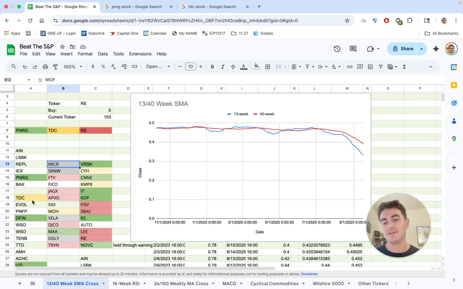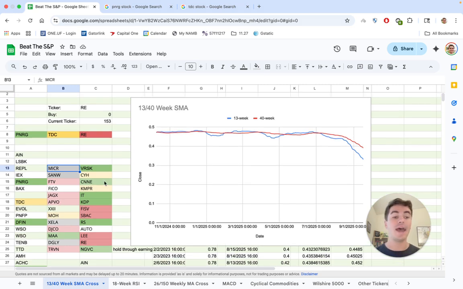But I went through the rest of them and I color-coded them here. The SMA, if you don't know, is just simple moving average. You can also use an exponential moving average. You see this with MACD a lot of the time.